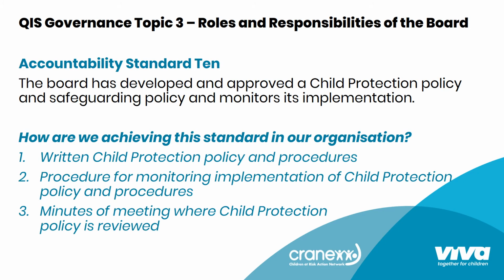Standard 10, the board has developed and approved a child protection policy and a safeguarding policy and monitors its implementation. What would be the evidence of that? That we see the child protection policy, we see the procedures for that policy being in place, safeguarding as well, and that there would be minutes that show that that policy has been reviewed.